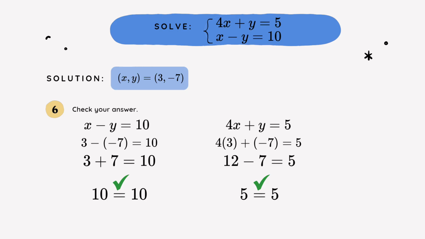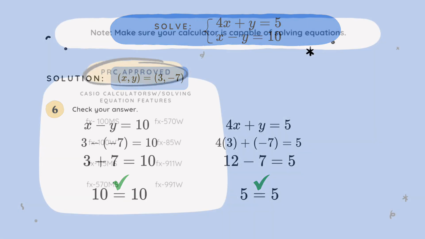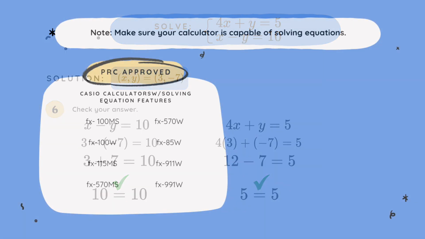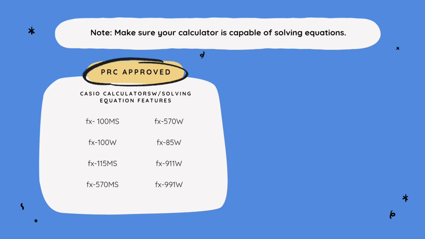So now, how to solve it using a calculator? First things first, make sure that your calculator has the equation feature. Hindi kasi lahat ng scientific calculators meron nun. I-check nyo na lang siguro sa box or sa manual ng calcu nyo if may ganong feature. But anyways, here are some models of Casio calculators that are PRC approved and can solve equations.